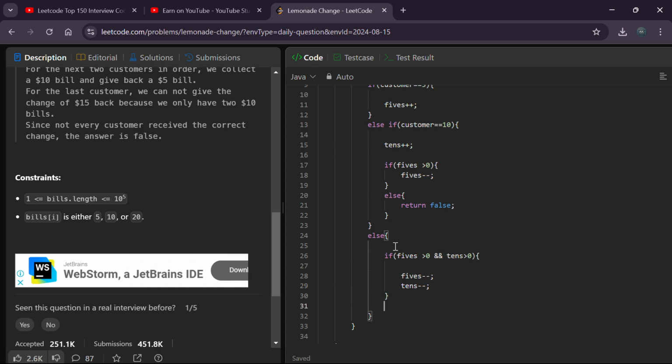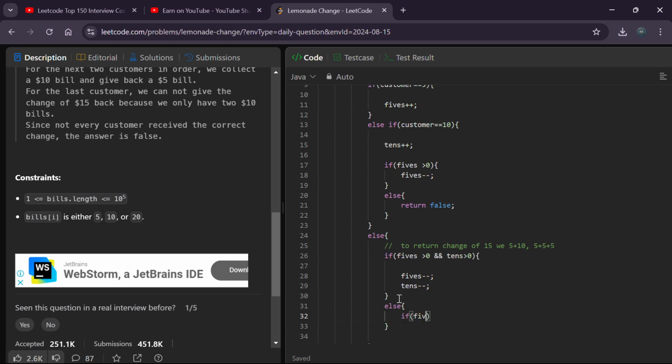So this is one case when we have to return change of $15. We can give him 5 plus 10 or 5 plus 5 plus 5, right? And if we have fives more than one and tens more than one, we can return this. Else, it means in any condition it fails.